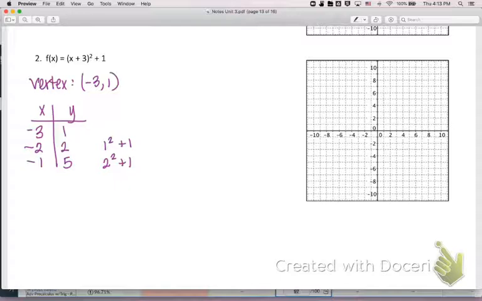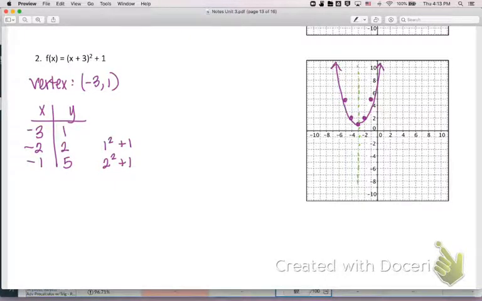This one has a positive value to start, so it's going to open up. -3, 1 is our first point. -2, 2, and -1, 5. Now remember, that's only half of our graph. Here's our axis of symmetry. Okay, so we need to reflect and get the left side of the graph, which is going to be right here. So our graph looks something like that.